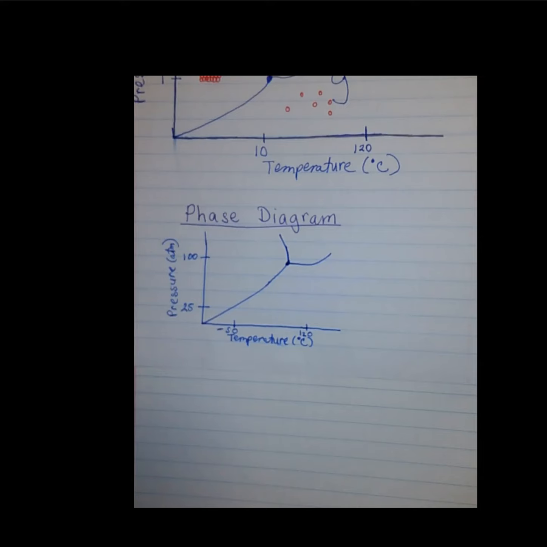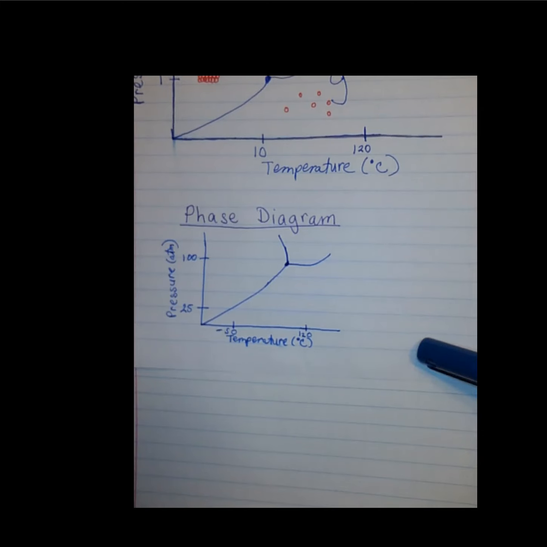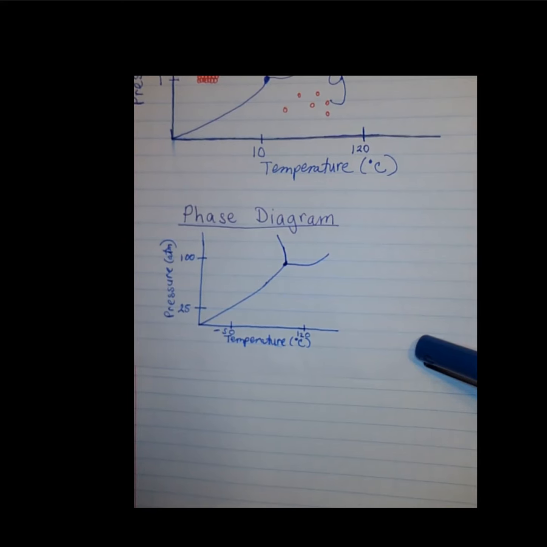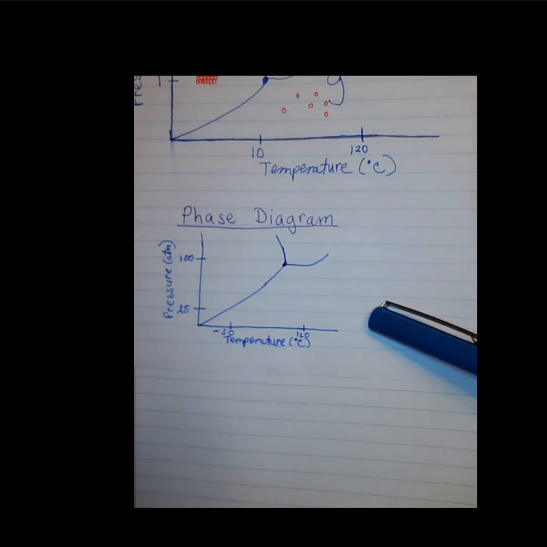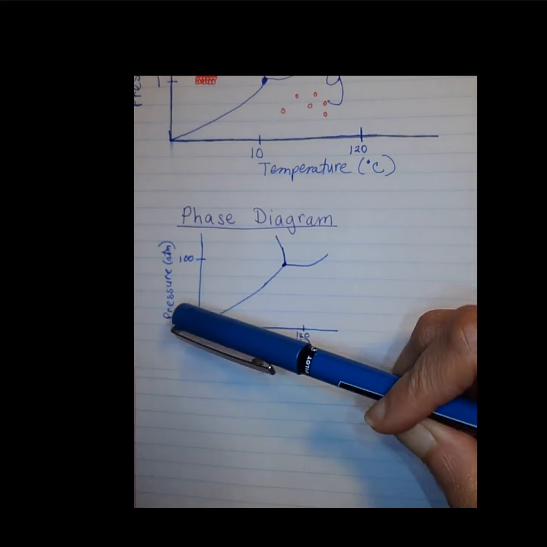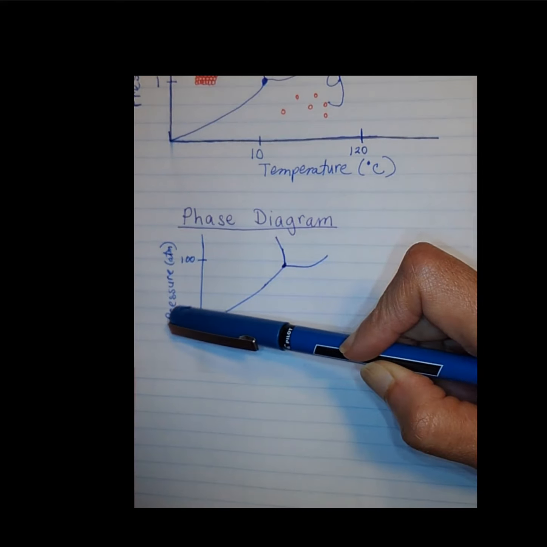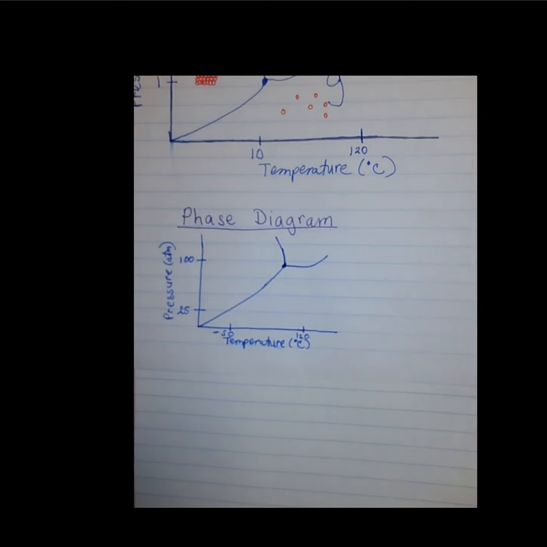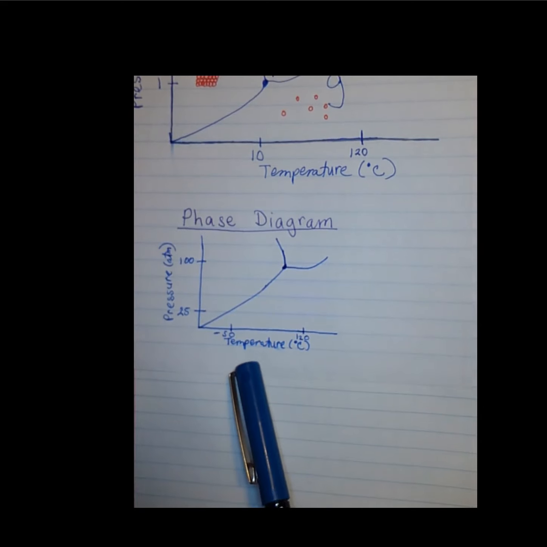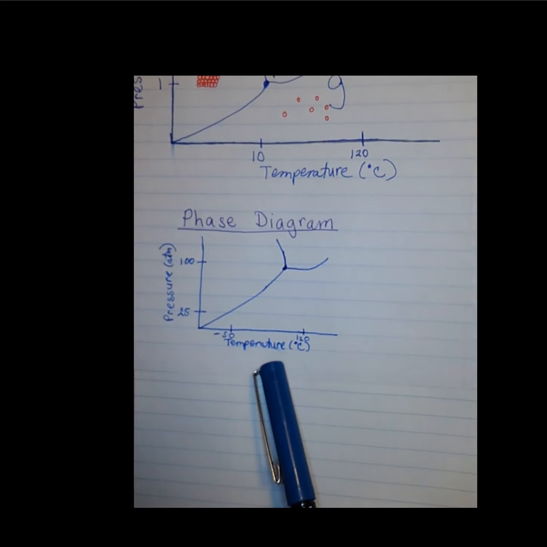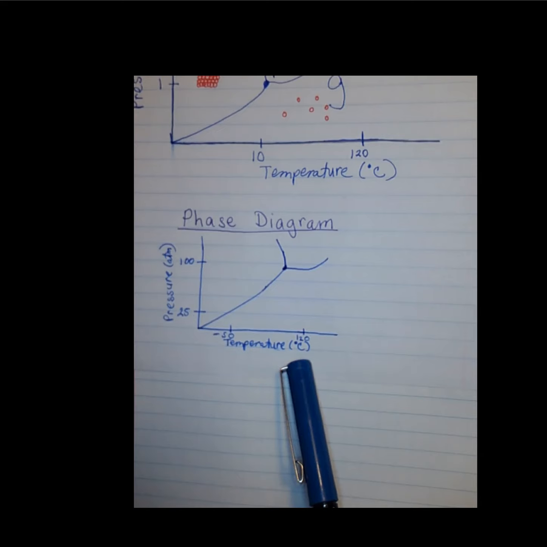So today I want to talk to you about phase diagrams. Phase diagrams are diagrams that tell you the phases of a particular substance. So here we have a phase diagram. In this phase diagram, on the y-axis you have the pressure, measured in the SI unit atm, and you have temperature, measured in the SI unit degrees Celsius.